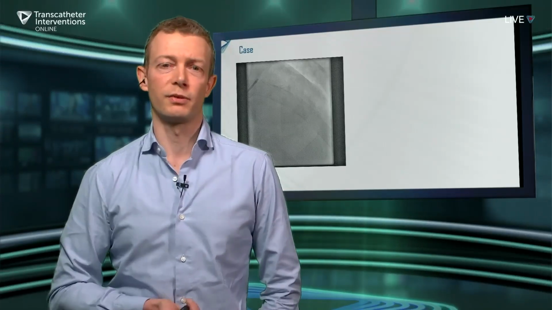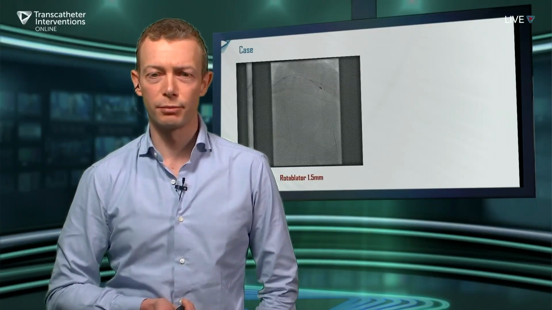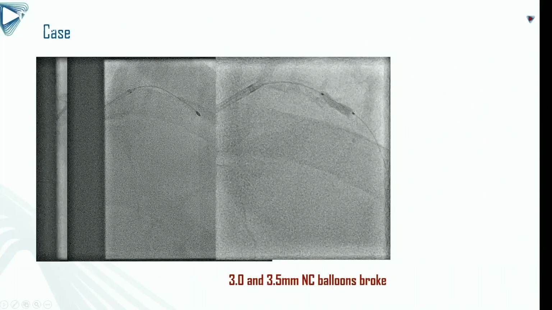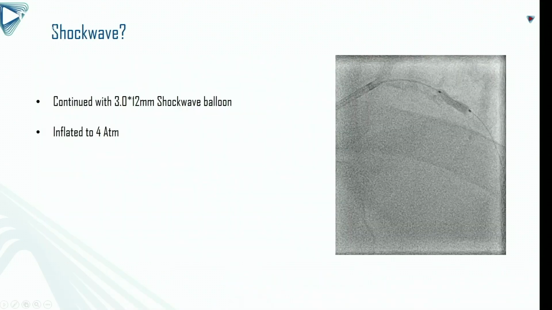We proceeded in this case with a rotablator with a 1.5 millimeter burr, and then thought, you know what, let's try some ballooning. We used 3 balloons, 3.5 non-compliant balloons. They all broke, and then we thought, you know, this must be a case for the shockwave. So we proceeded, shockwave balloon 3.0 by 12, inflated to 4 atmospheres, and puff, balloon broke after 2 pulses.